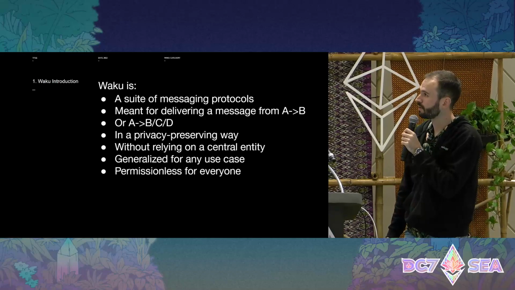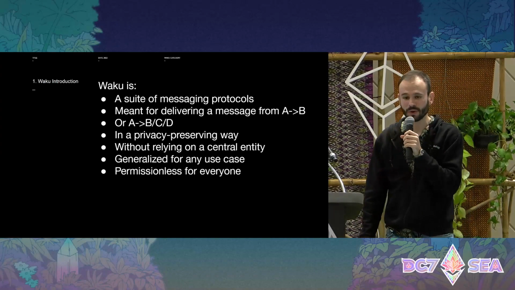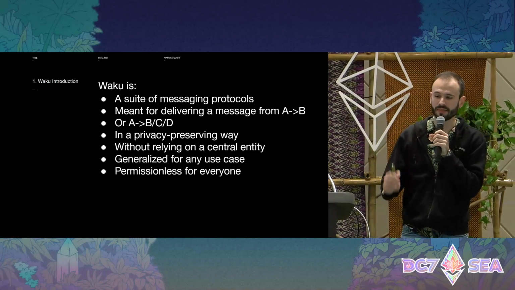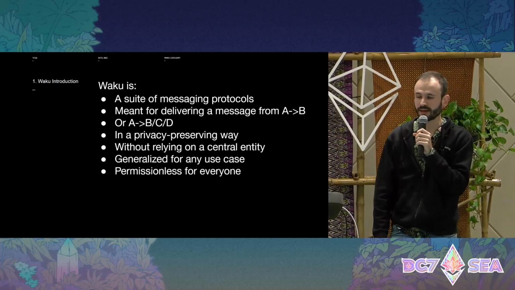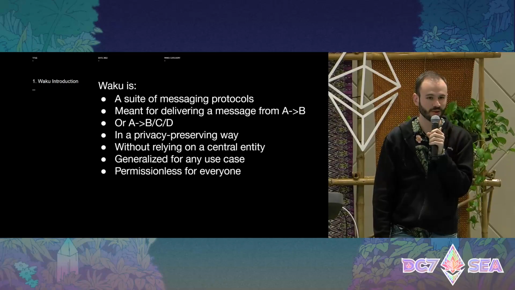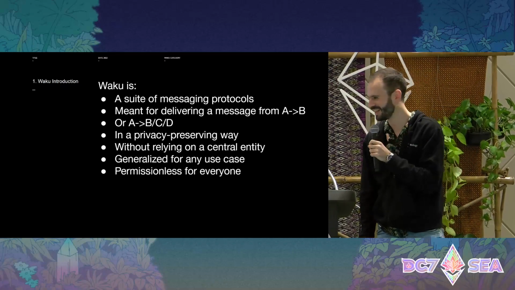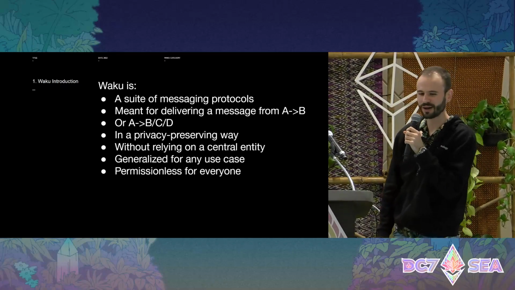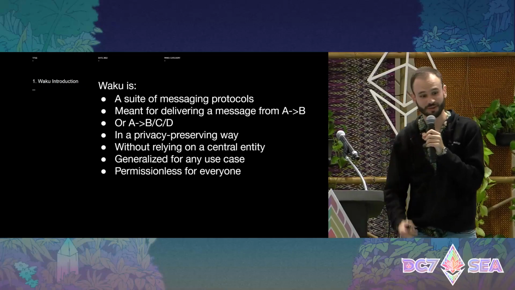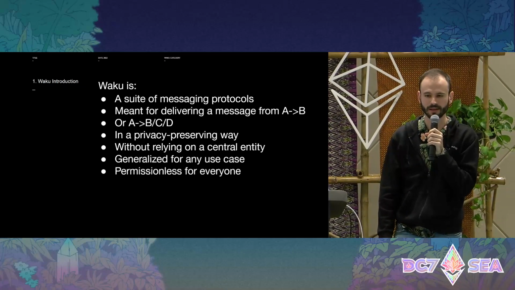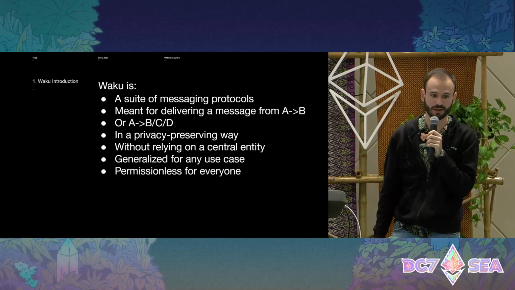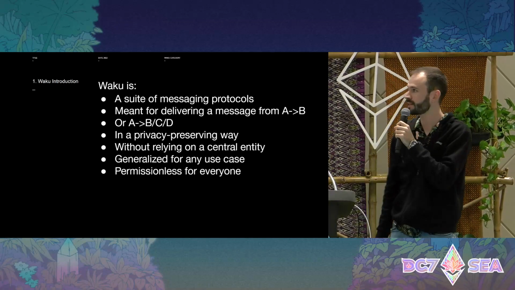So before explaining what Waku is, can you guys raise hands? Who knows what Whisper is? Okay, I see a bunch of hands up. I think I know everyone. Okay, so Waku is some kind of fork of Whisper, and it fixes most of the problems that Whisper had originally back in 2016, 17, something like that.